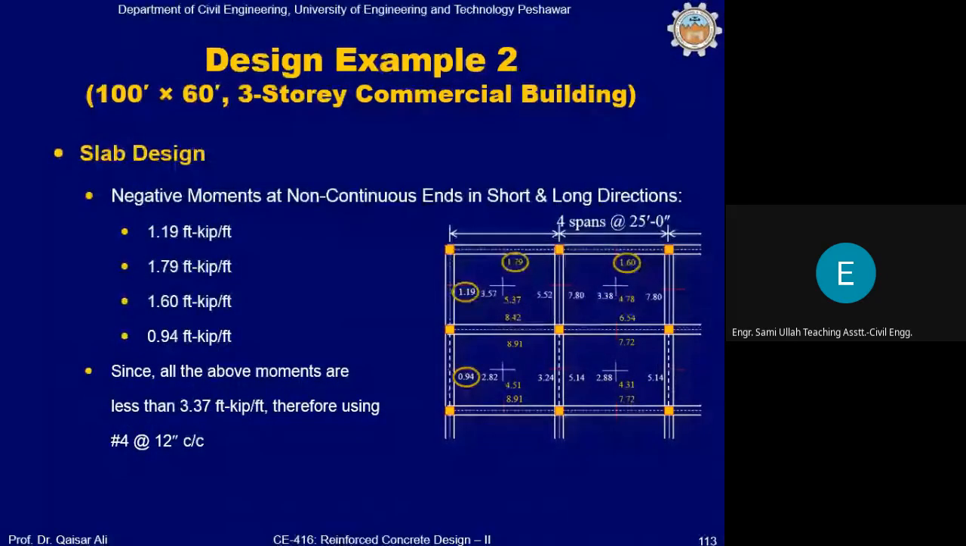First of all, the negative moment values at discontinuous ends. You can see all these values are less than 3.37 foot cube, which is the capacity coming from number 4 at 12 inch. So it means that at discontinuous end along the shorter as well as along the longer direction, you can provide number 4 at 12 inch spacing. Clear?